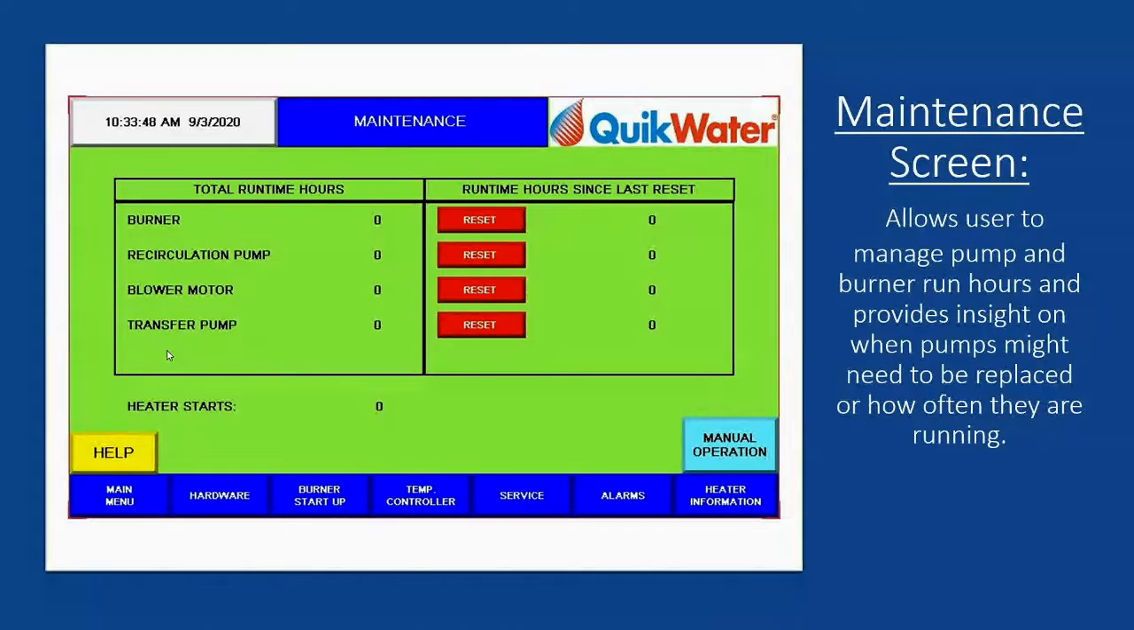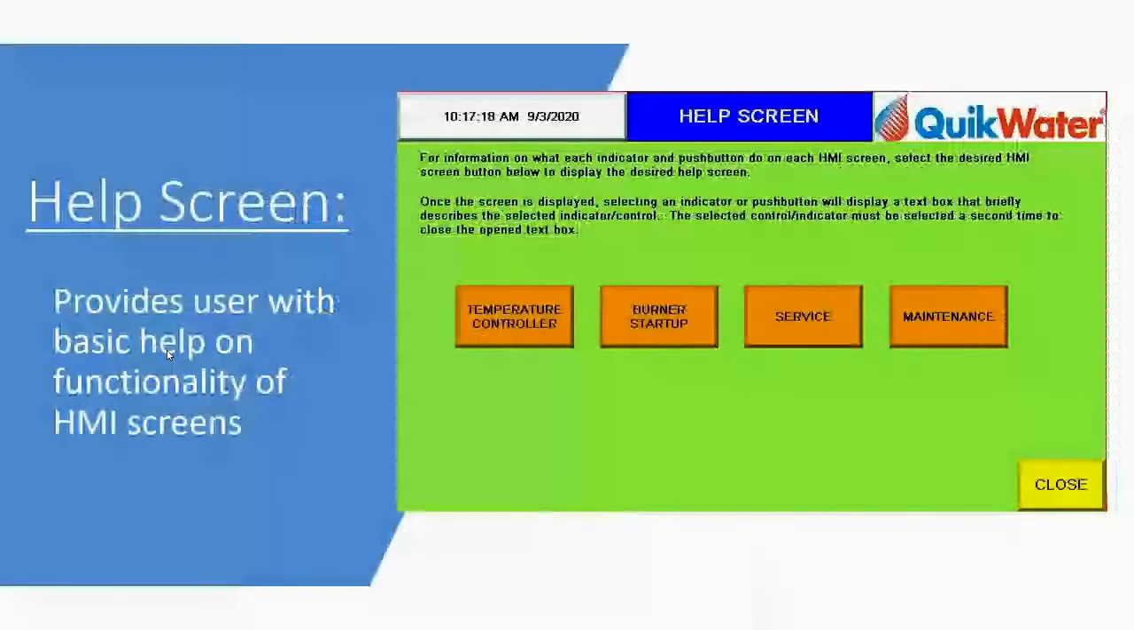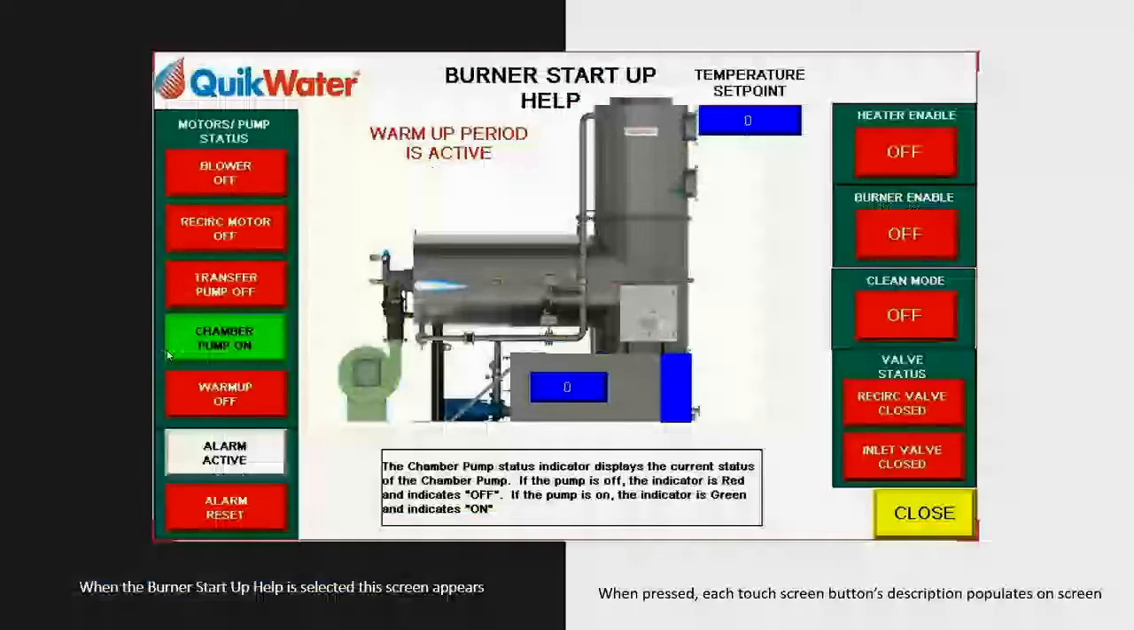This is great for improving the life of your heater, making sure you're getting your maintenance done on time, making sure you know exactly what's going on with these pumps and these motors. HMIs also come with a great help screen, a central location to get help on all the screens. What's really nice is not so much this screen, but the next screen. And this is what those help screens look like.